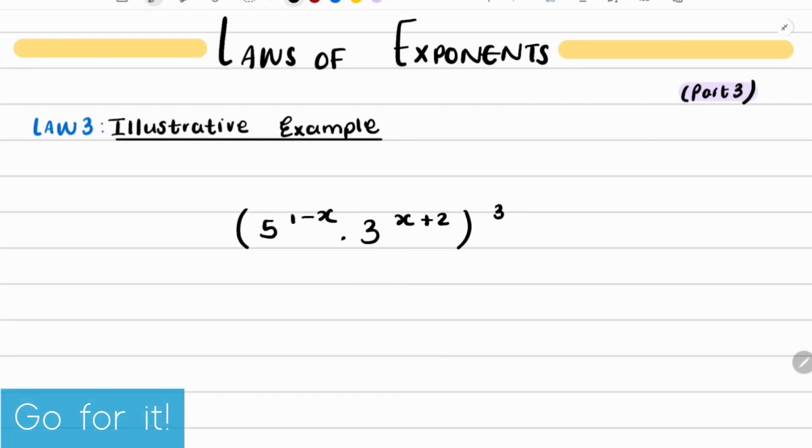Here is another example. You can go ahead and pause the video and actually attempt to work this out. Okay, so this is what we have.